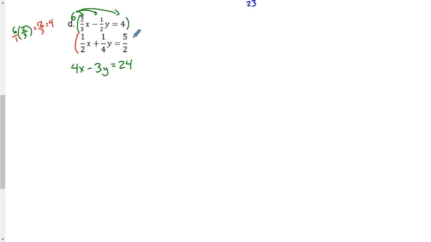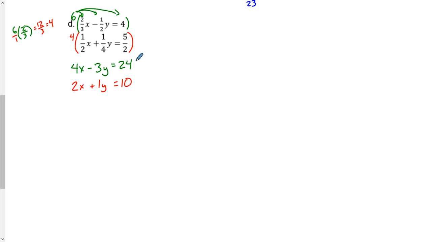I can also do the exact same type of thing here. Well, I can multiply everything here by 4. 4 by 1/2 is 2x. 4 by 1/4, 1. 4 by 5/2, say 20 over 2, 10. Now we don't have any fractions.